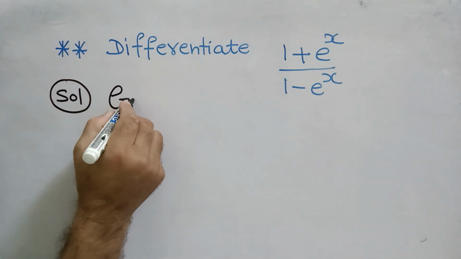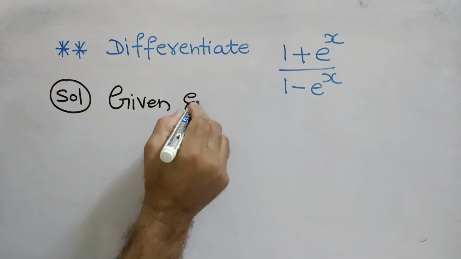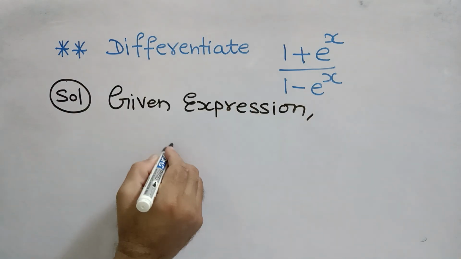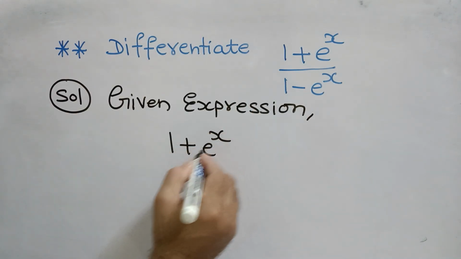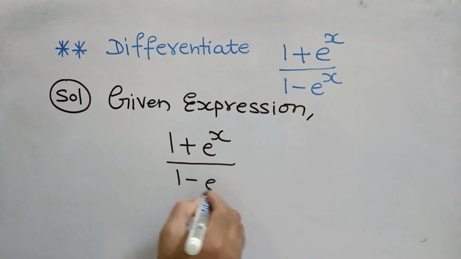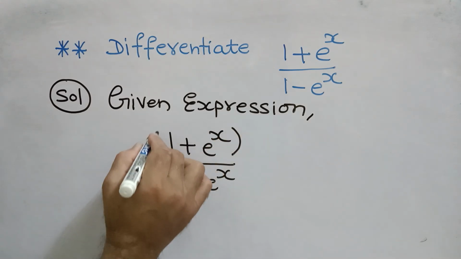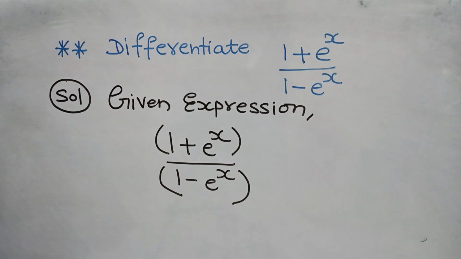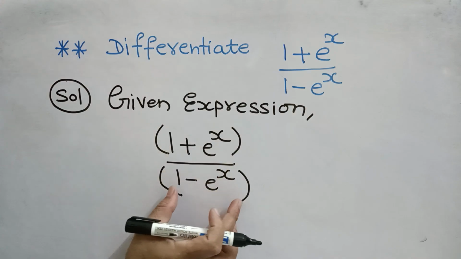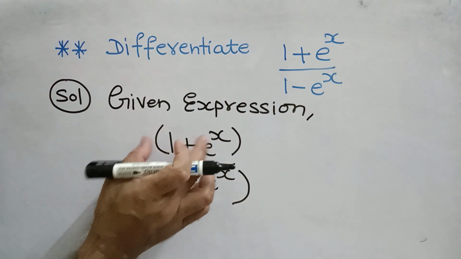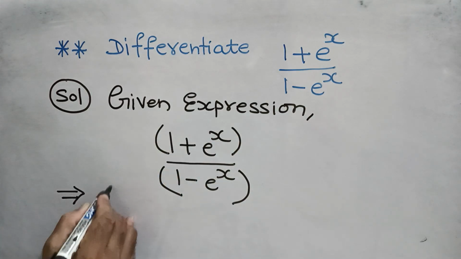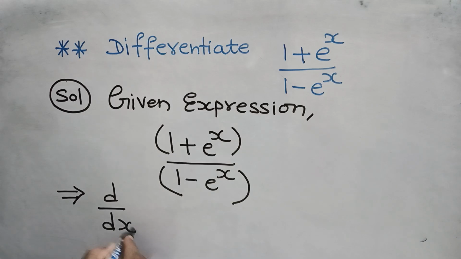Given expression, you write the same. It is (1 plus e power x) by (1 minus e power x). Am I clear? You can write numerator as well as denominator in a bracket individually, otherwise you will feel a little bit confused or find it difficult to simplify. So for both the numerator and the denominator, you just keep them in a bracket like this. Now you are asking to find d by dx of, that is the meaning of this differentiation.